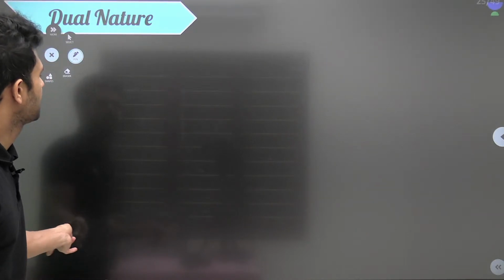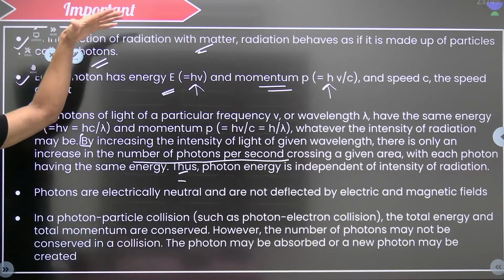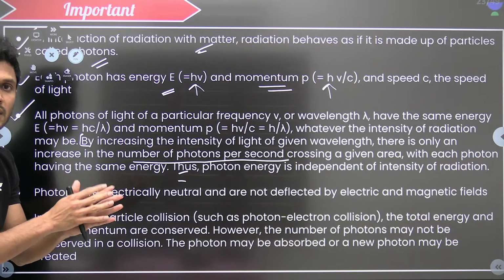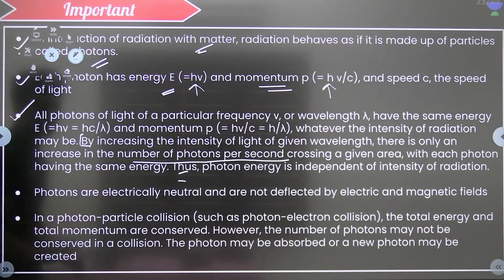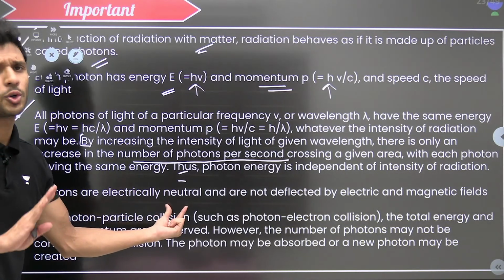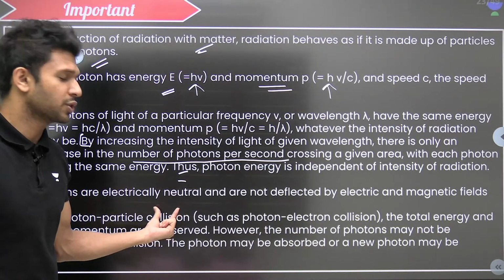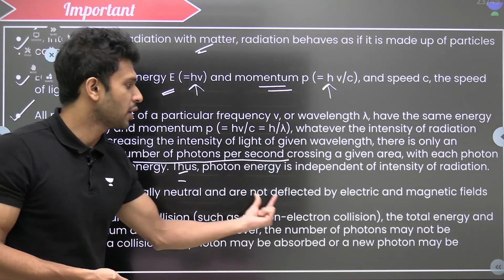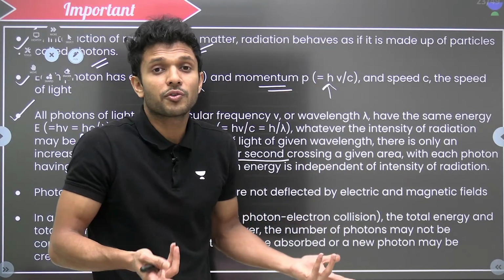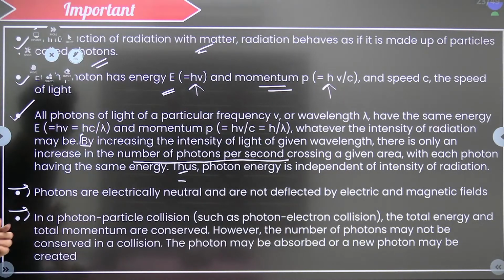Now we'll discuss the last 2 more points from here, and we'll finish off Einstein's photoelectric theory. Photons are electrically neutral, meaning a photon doesn't have any charge. It is neither positive nor negative. It is completely neutral. As it is neutral, photons are not deflected by electric and magnetic fields. Okay, there is nothing more for me to explain there. ठीक. और क्या है? देख ले.